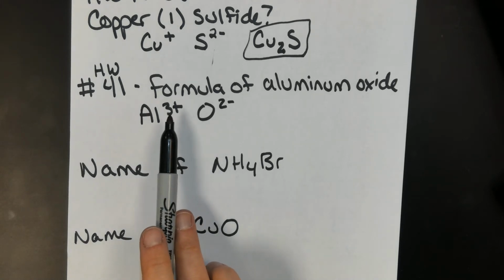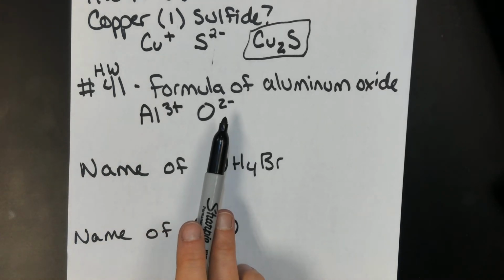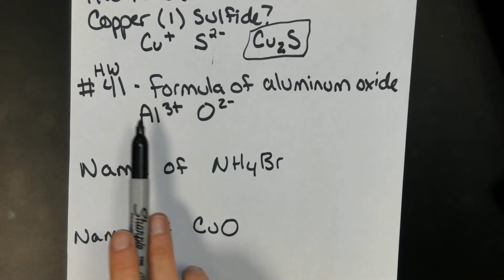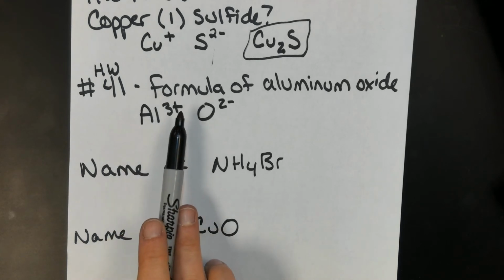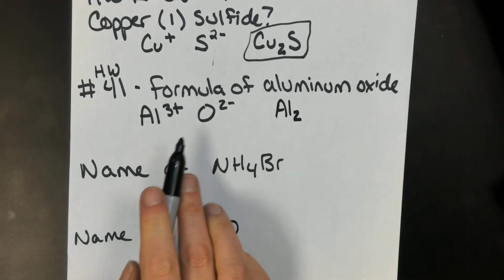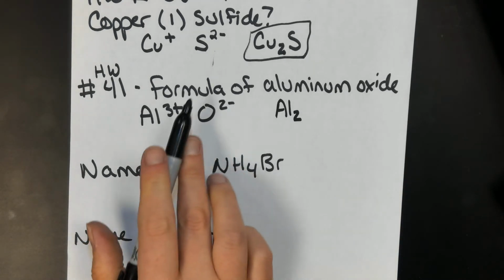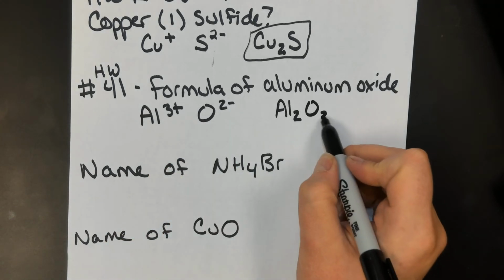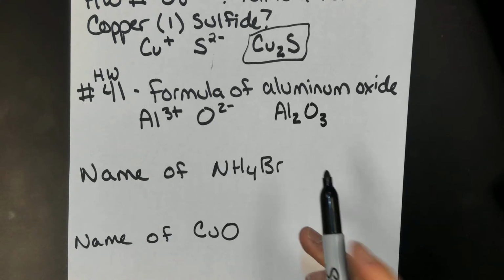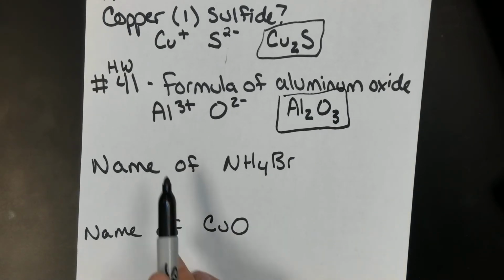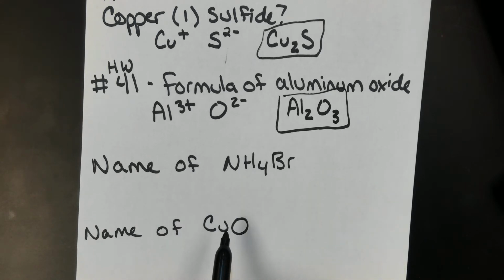The least common multiple that 3 and 2 have in common is in fact a 6. So we're going to have to turn Al's 3+ into a total of 6 positive. We're going to need 2 Al's, and we're going to need 3 of these oxygens to bring a -6 to the party. So it's Al2O3. That's aluminum oxide. I just made these two up, but these are very par for the course of what I could give you on an exam.